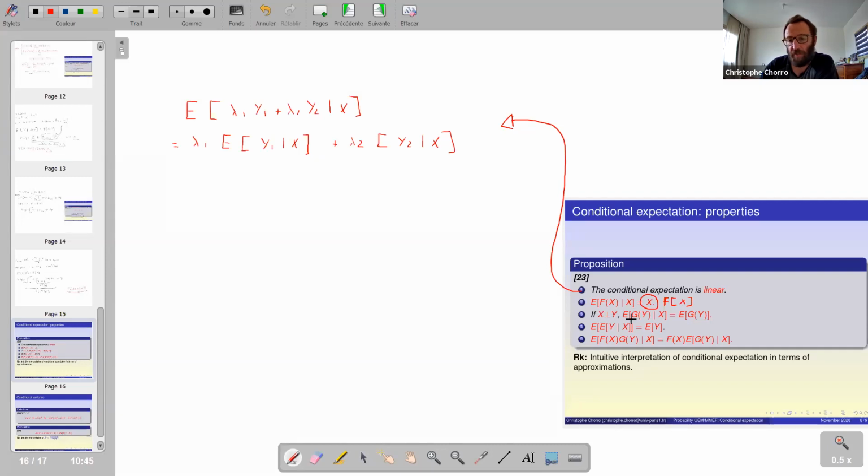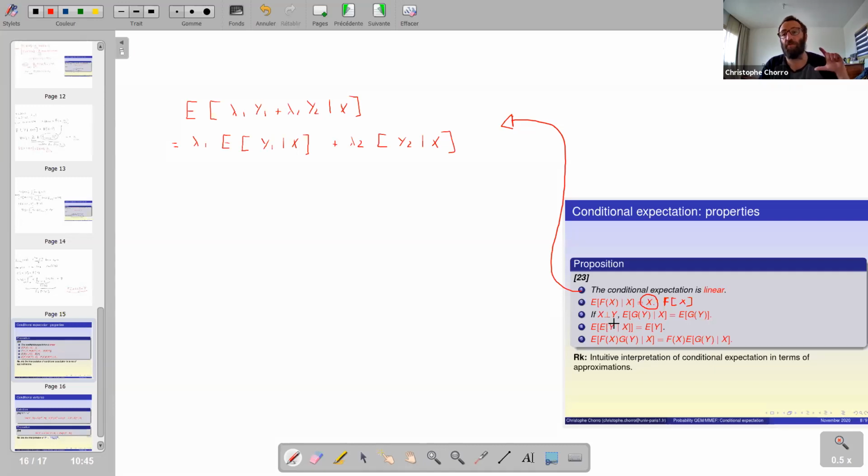If x and y are independent, the conditional expectation of a function of y given x is equal just to the expectation. In the case of independence between the random variables, the conditional expectation of a function of y is just the expectation. Conditional expectation and expectation coincide in the case of independence. Another nice property, that is, we have said that the conditional expectation is a random variable.